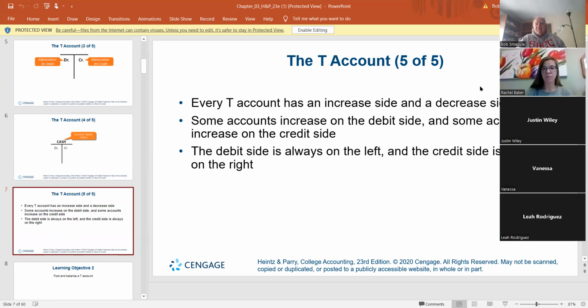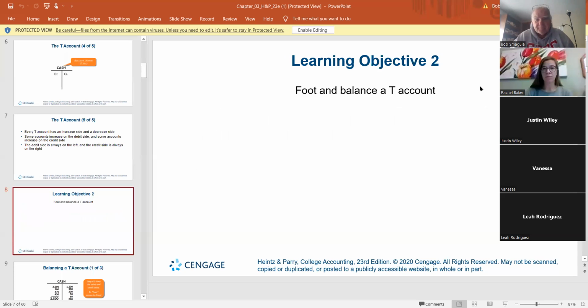Every T account has an increase side and a decrease side. Some accounts increase on the debit side and some on the credit side. Ergo, the confusion. This is what's going to drive you nuts for just a little bit until you do some homework and get it in your skulls. The debit side's always on the left, credit's on the right. Some accounts are increased with a debit, some are increased with a credit, and you just have to know those rules to an absolute empirical certainty.